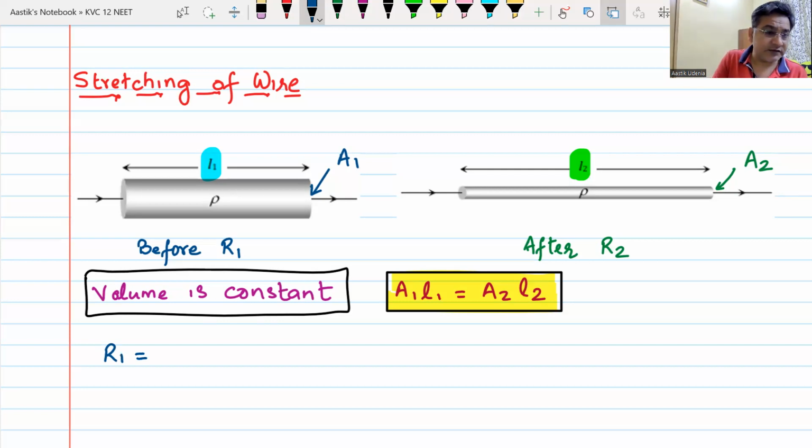No one knows it? Rho L by A1. Where do you see H? I don't see any. L. How much is that L?